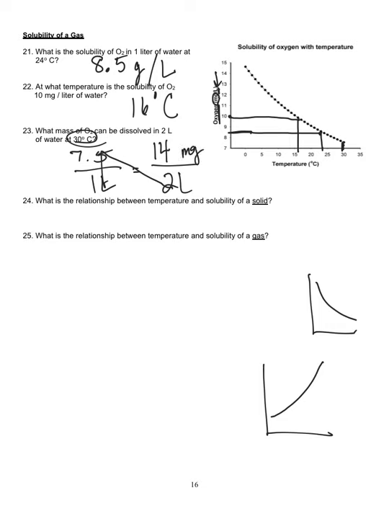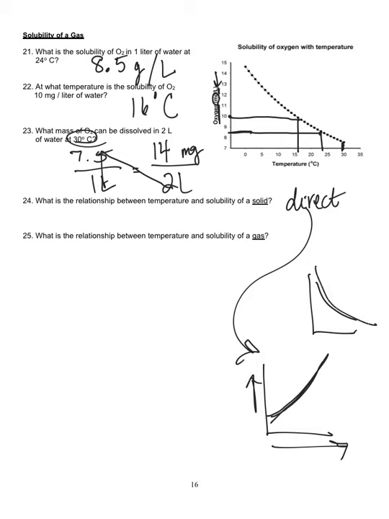What's the relationship then of the solubility of a solid? Okay, it's a direct. That's this guy. As the temp goes up, the solubility goes up. We have a positive slope. What's the relationship between temp and the solubility of a gas? And that's going to be inverse or indirect. Inverse. As the temp goes up, the solubility is going to come down.